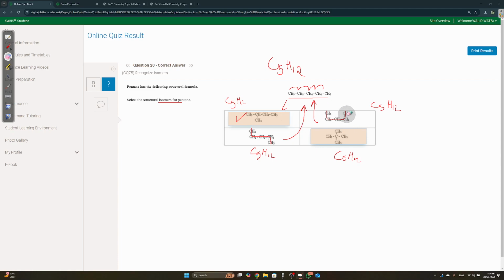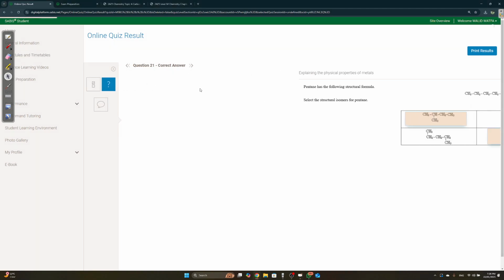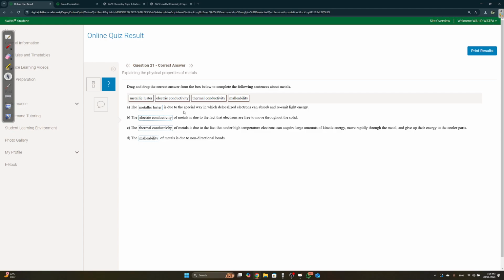But here, I'm just rearranging it. I'm just putting this guy down here, or taking this guy up here. But it looks the same, technically. But here, they don't look the same because you actually played with the arrangement. You've made a branch, and that actually changes even the name of the molecule. Okay? Question 21. We're going to do naming and stuff later.